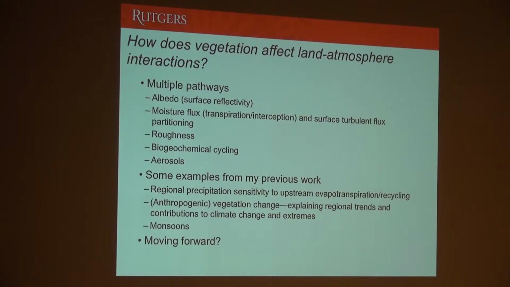And so the fact that you have vegetation growing on the land surface, particularly when you're talking about, say, deciduous trees that might have leaves of one color during the growing season and then lose their leaves, you might even have a seasonal modulation of the albedo, or the reflectivity, of the land surface. A lot of what I've spent my time on is the second one there, the moisture flux.